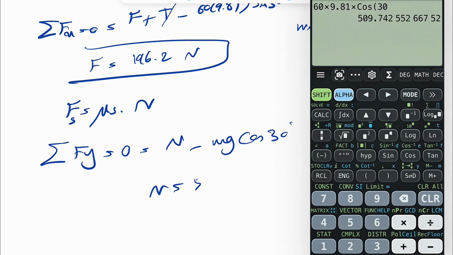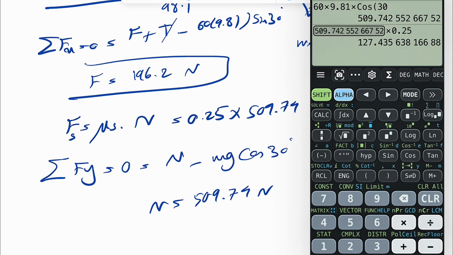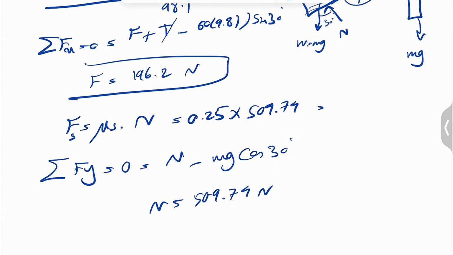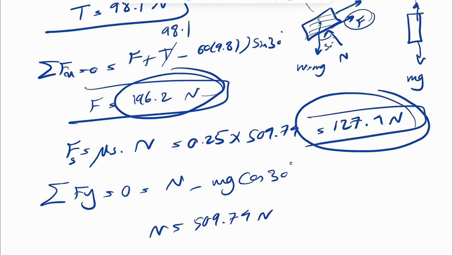So N is going to be 509.74 newtons. So the friction in here would be, the mu s would be 0.25 times N, which is, well, what we had in here, 509.74. So let's just multiply this by 0.25, and that's going to give us 127.4. Yeah, 127.4 newtons.